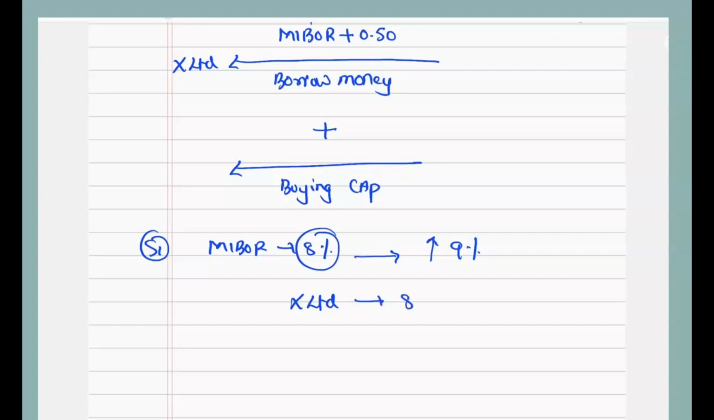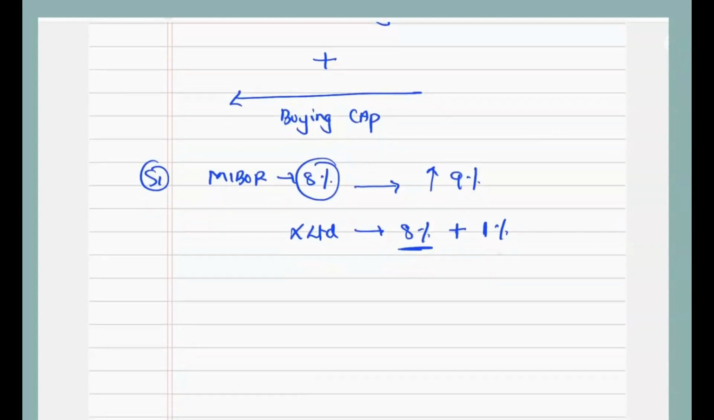So normally you are paying 8% as the interest rate, and you find that the market interest rate goes higher. That is an additional burden, as you have to pay 1% extra. This 1% extra is the cost for you. So this extra cost is the burden for X Limited company, and it has to be paid, right?